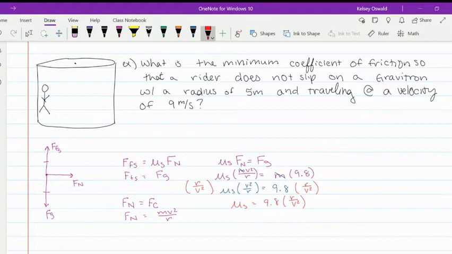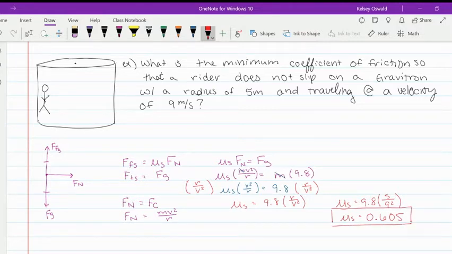And then from here, we're given the values for our radius and velocity, so we're able to just plug those in. So 9.8 times our radius of 5 meters divided by our velocity of 9 squared, and we'll find that we would need a minimum coefficient of friction of 0.605 in order for our riders not to fall.